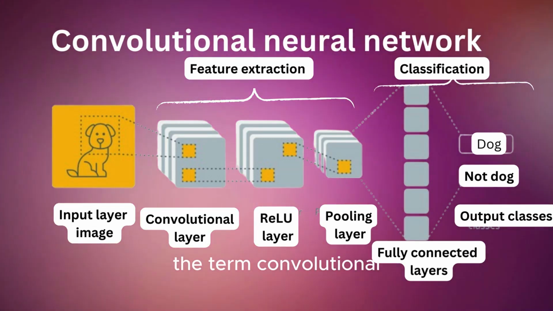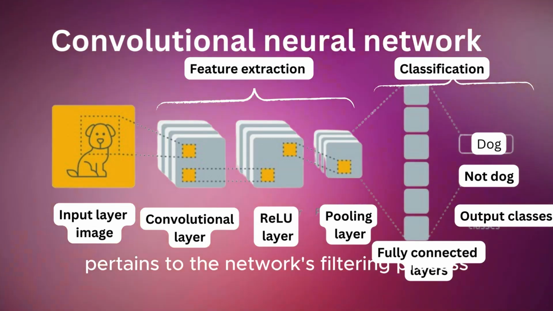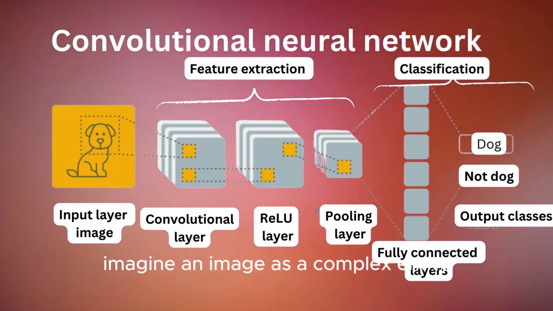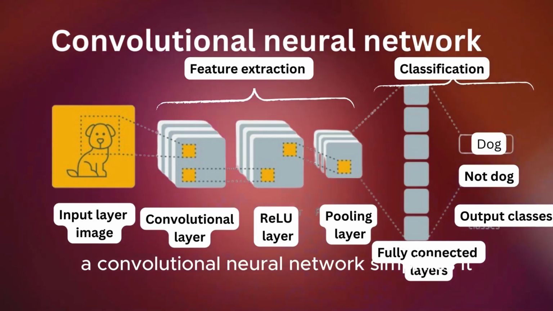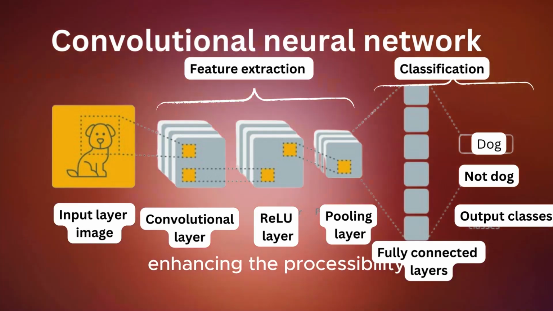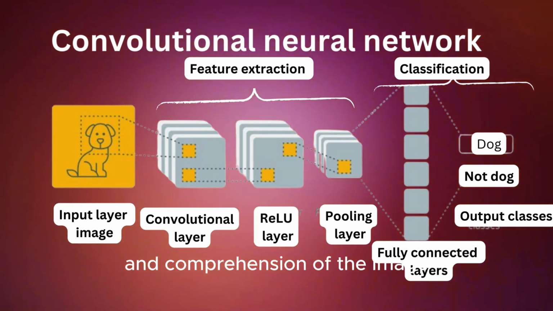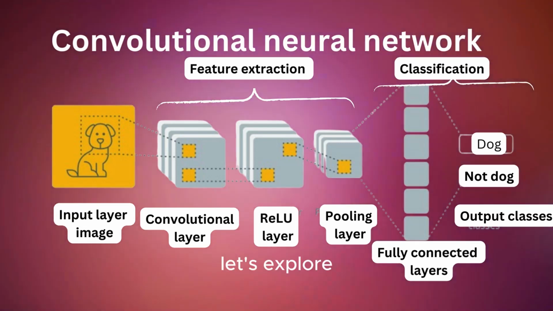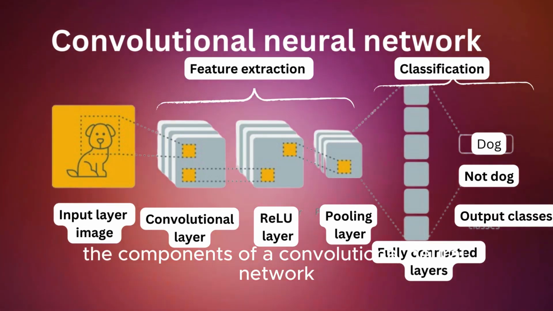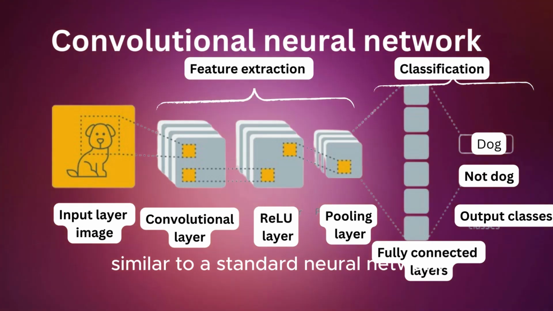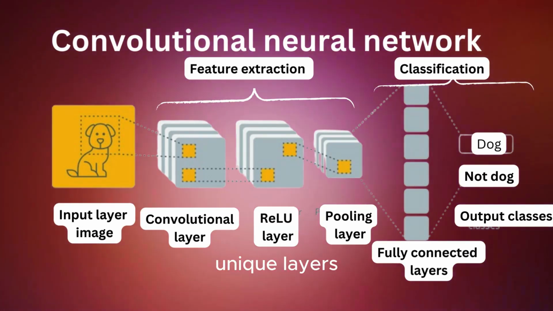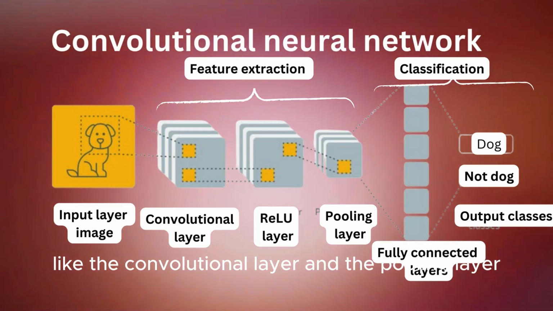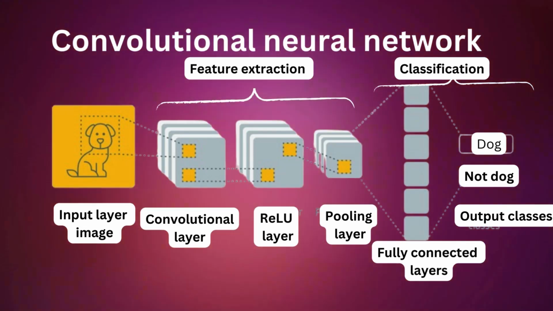The term convolutional pertains to the network's filtering process. Imagine an image as a complex entity. A convolutional neural network simplifies it, enhancing the processability and comprehension of the image. Let's explore the components of a convolutional neural network. Similar to a standard neural network, it consists of multiple layers. Unique layers like the convolutional layer and the pooling layer set it apart.